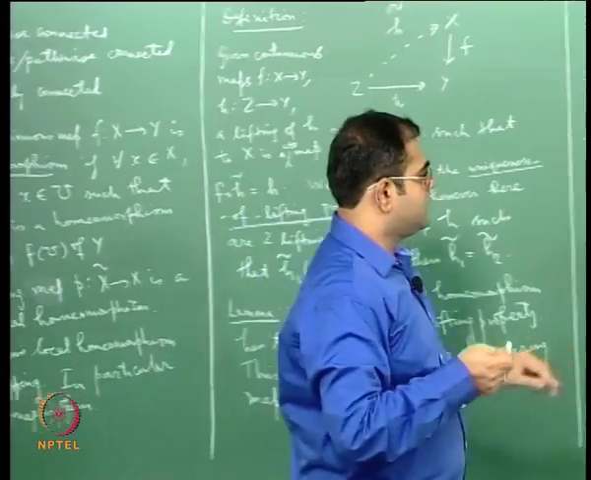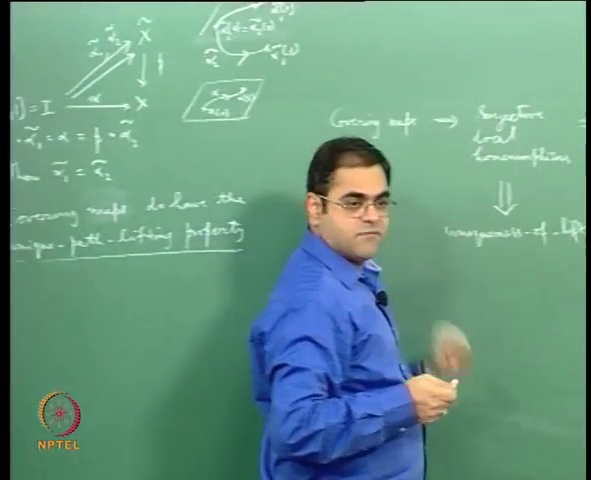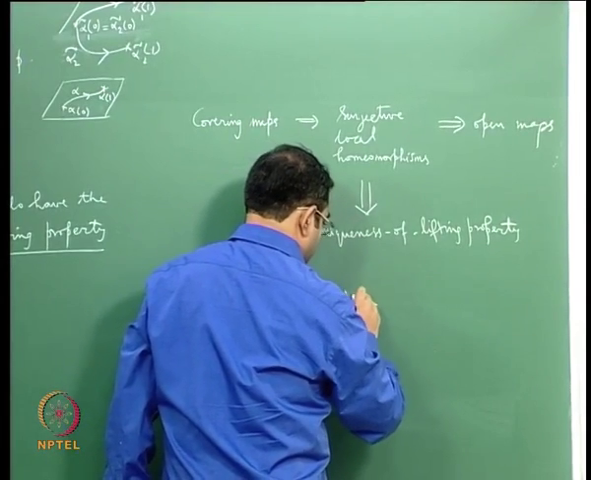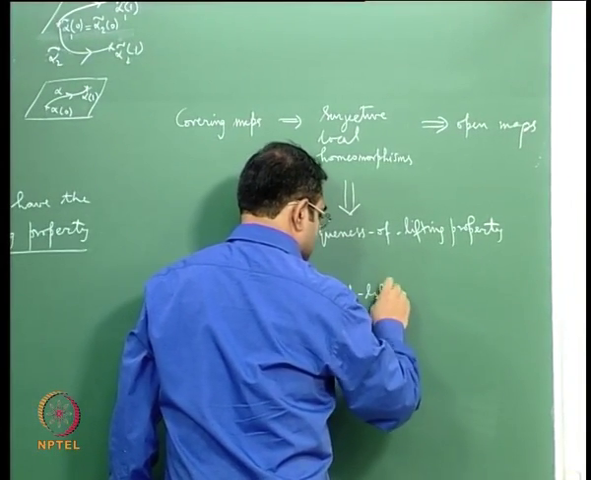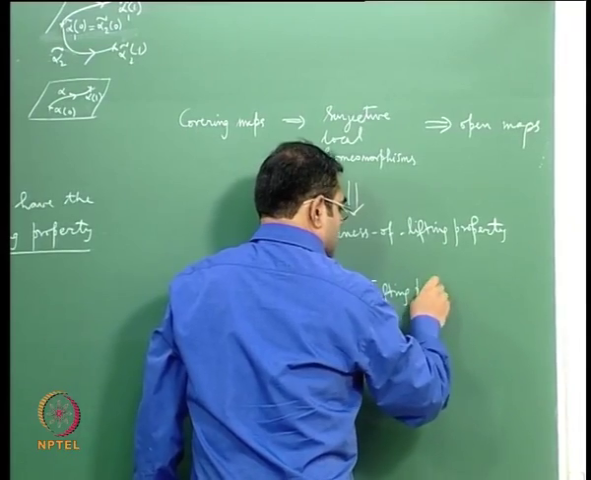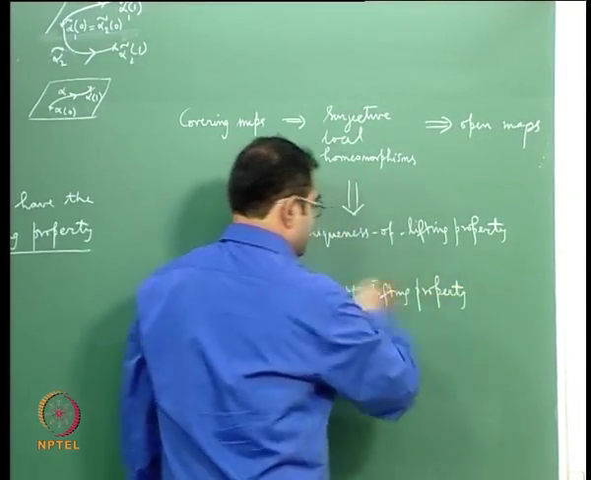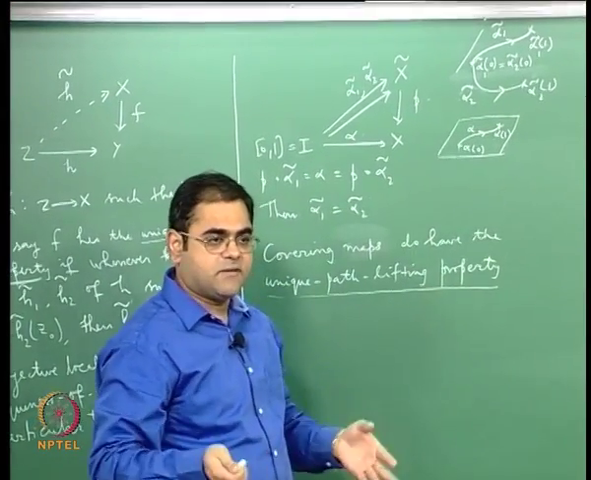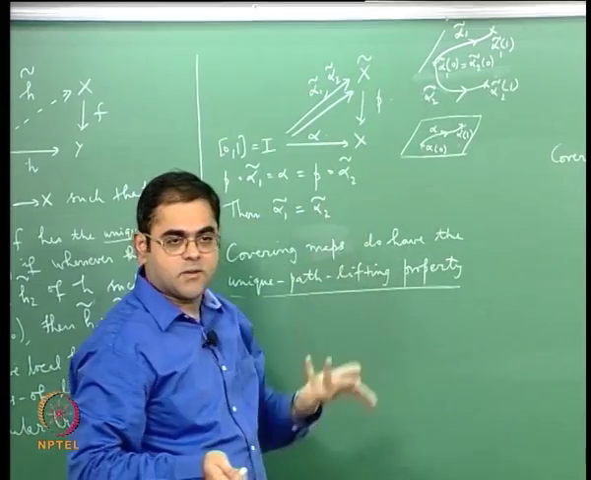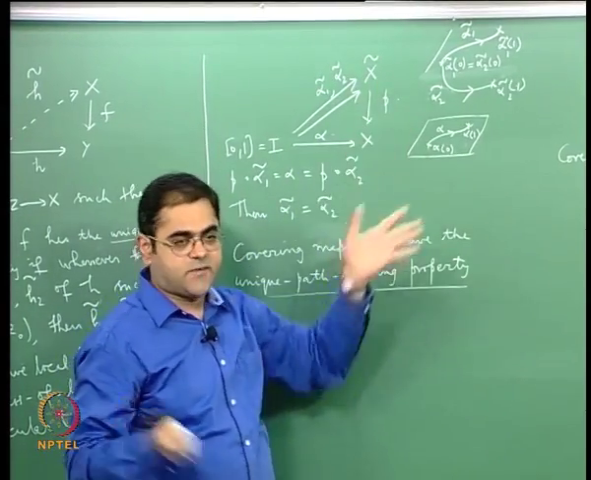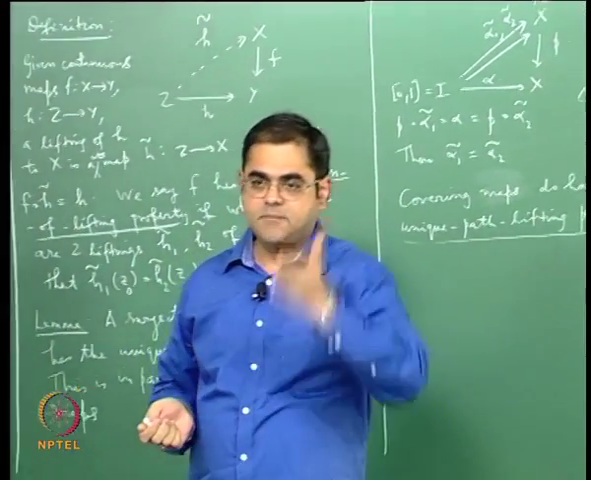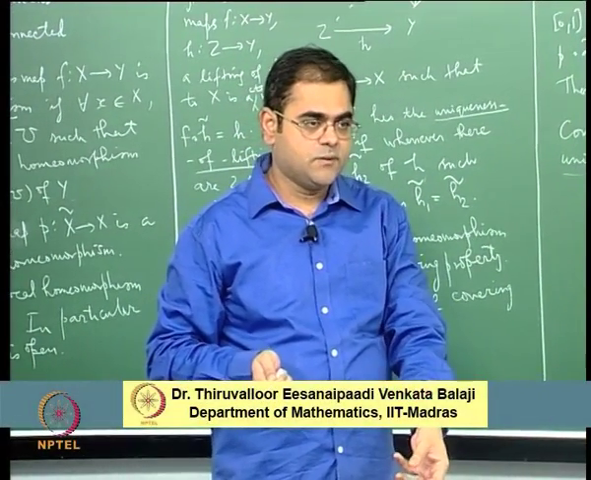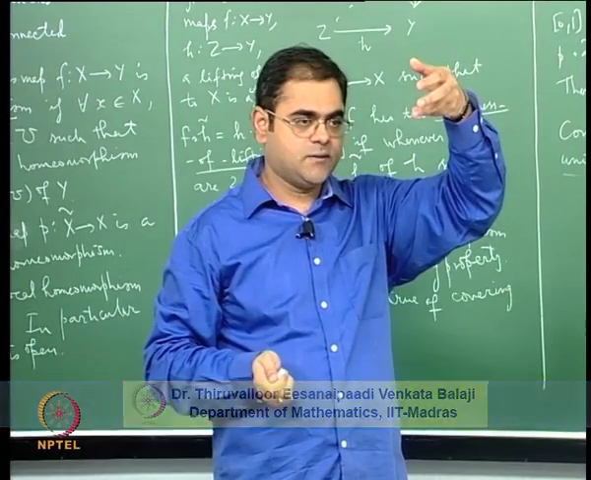So you have the uniqueness of lifting property, and then you have the path lifting property. Any map can have a path lifting property, which you can define in a very simple way. A path below can be lifted to a path above, okay. So I can define it for any map. Any map can be said to have a path lifting property if given a path below you can lift it to a path above, okay.